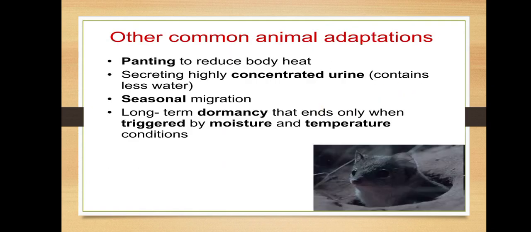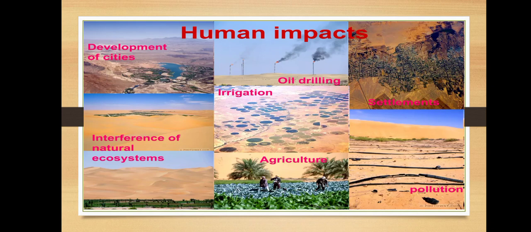Okay, we have also other common animal adaptations: panting to reduce body heat, secreting highly concentrated urine, seasonal migration, and long-term dormancy that ends only when triggered by moisture and temperature conditions. So let us now proceed to the human impact. This is the most important part of my topic.